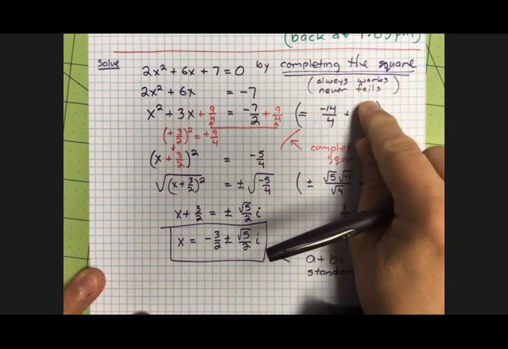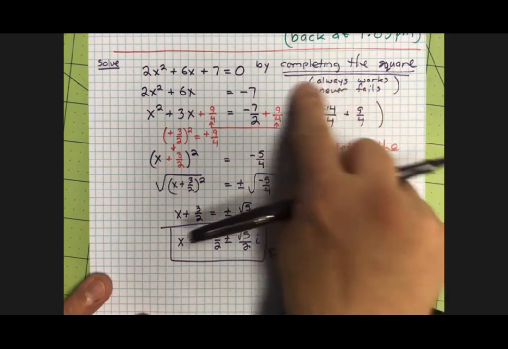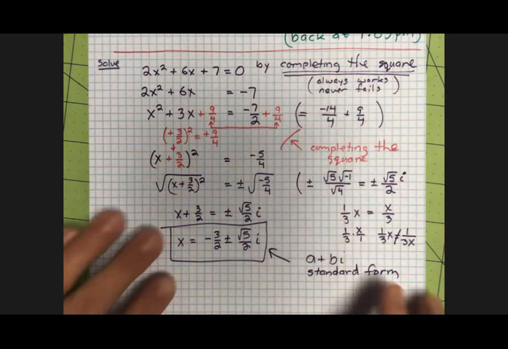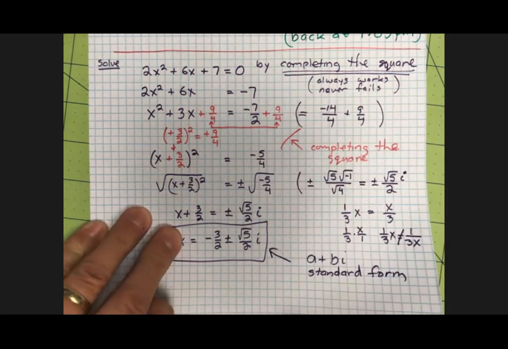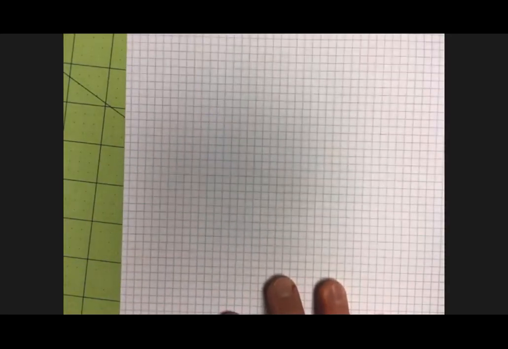Now that's contrasting with factoring. Sometimes things don't factor, and that's just tough luck. But completing the square always works. I want another method that always works. And that is the famous fourth method of the day. Been a little bit busy today.